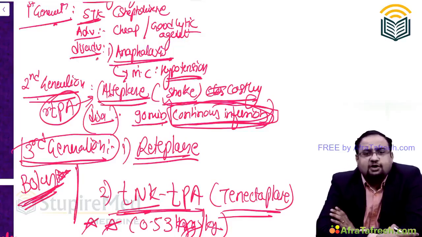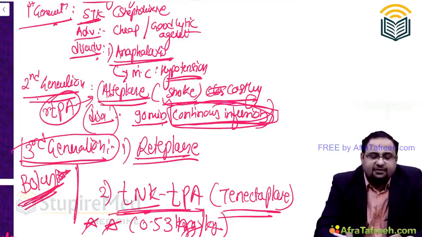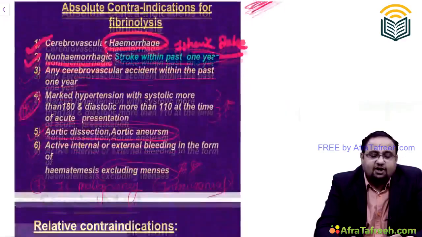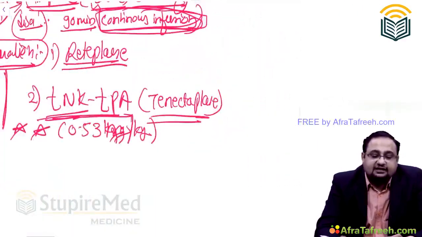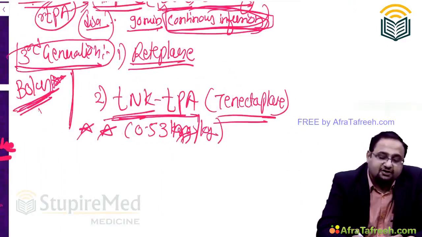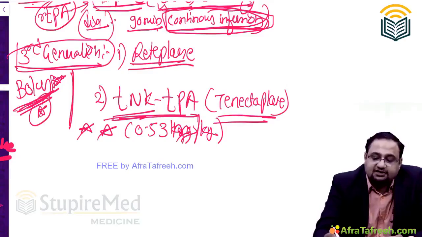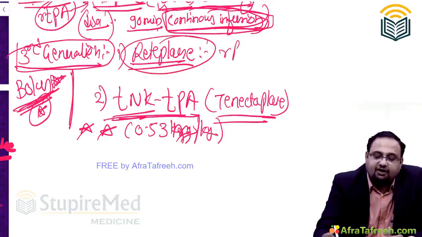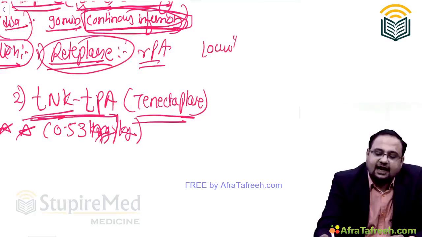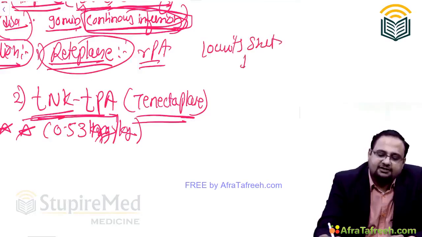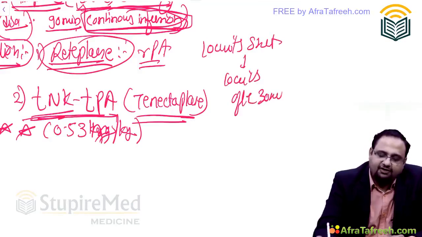The third generation came into the market. The advantage is that these are very fibrin specific, lysing the clot exclusively over the fibrin. And another thing, friends, is that they can be given as a bolus dosage, which is very important. Among these, Reteplase, that is RPA, can be given as 10 units stat followed by 10 units after 30 minutes of the first unit.